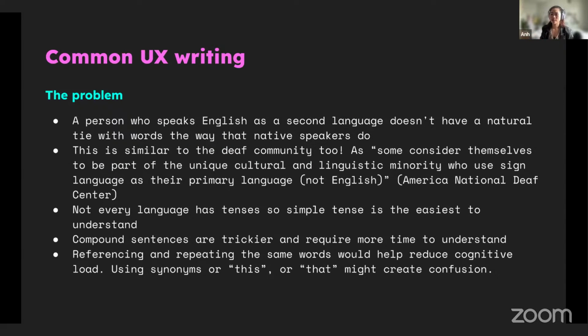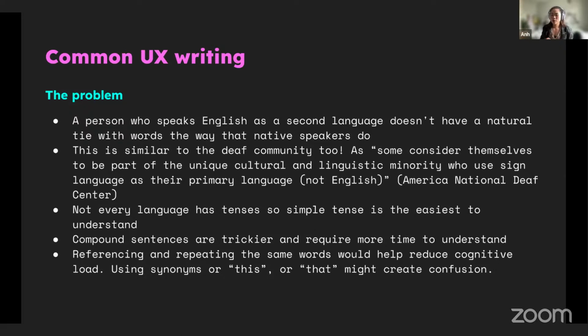This is similar to the deaf community too, as some consider themselves part of a unique culture and linguistic minority who use sign language as their primary language, not English. Sign language is different from English as a language. And not every language has tenses, so simple tense is the easiest to understand. Compound sentences are also trickier and require more time for me to understand. I've had people tell me that, for long questions, they break down the question and Google each part of it just to understand what it means.